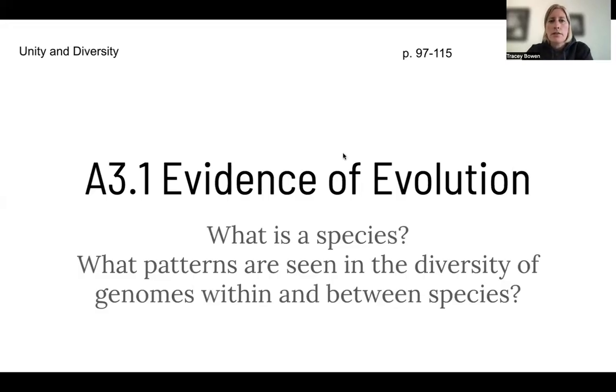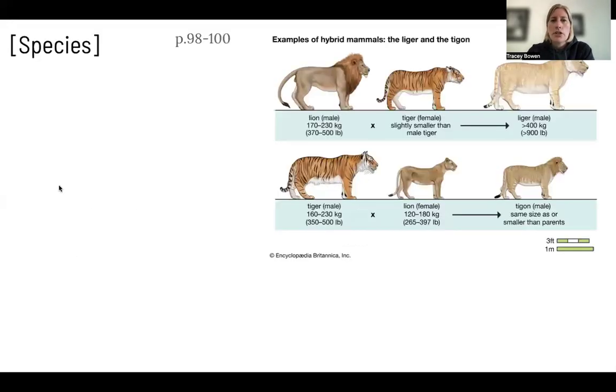Hey all, so today we're going to be looking at SL and HL content for A3.1, which is evidence of evolution, looking at pages 97 to 115. And we're going to be figuring out what is a species and then what patterns are seen in the diversity of genomes within and between species. So not surprisingly, our theme here is unity and diversity.